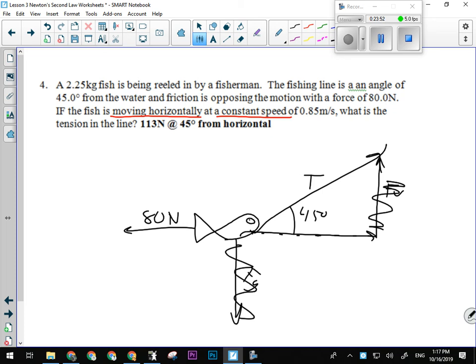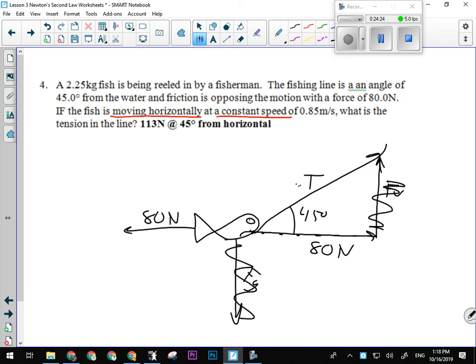I'm getting a few of those crooked looks again. What's the net force here? 0. We just established that the upward force and the downward force cancel each other out. If the net force is 0, that means the horizontal forces also cancel each other out. If you have 80 newtons backwards, you have to have 80 newtons forwards. Now all you have to do is a trig calculation to get the hypotenuse of this triangle. That's the tension in the line.